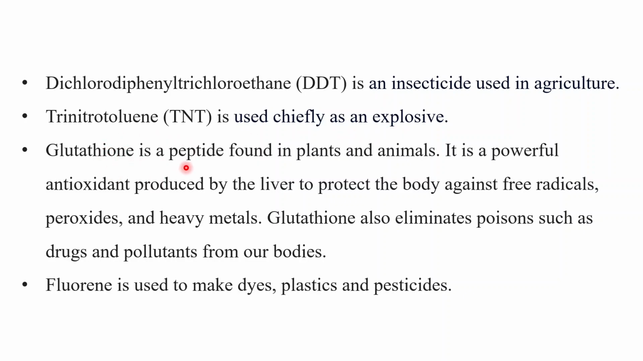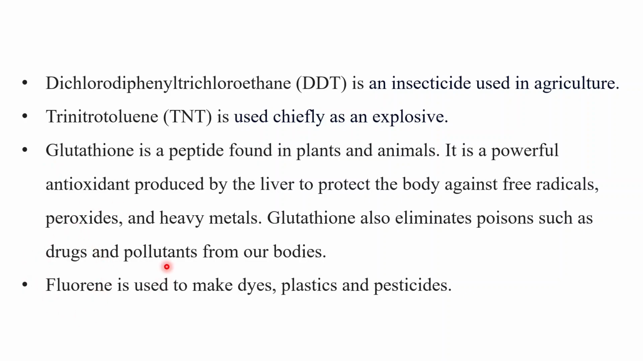Glutathione is a peptide which is found in plants and animals, and it is a powerful antioxidant produced by the liver to protect the body against free radicals, peroxides and heavy metals. Glutathione also eliminates poisons such as drugs and pollutants from our body. So basically, all these pollutants that enter our body, glutathione is one of the molecules that are helpful in clearing them from our body. So it's actually clearing the xenobiotics out of our body, you can say.